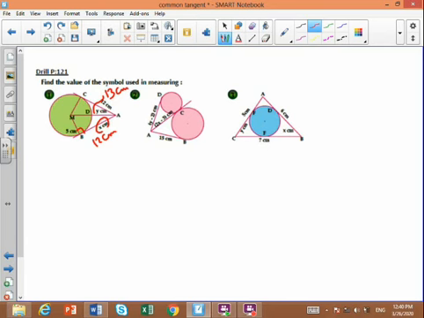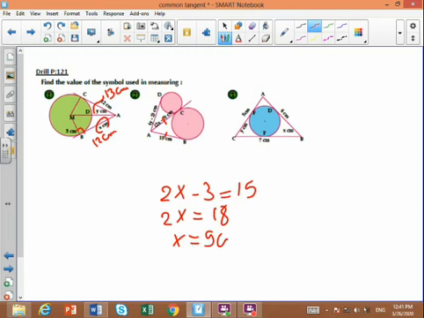What about the next one? Okay, here I have AB and AC are tangents. AD is a tangent. So AB equals AC, by applying an equation: 2x minus 3 equals 15. So 2x equals 15 plus 3 equals 18. So x equals 9 centimeters.